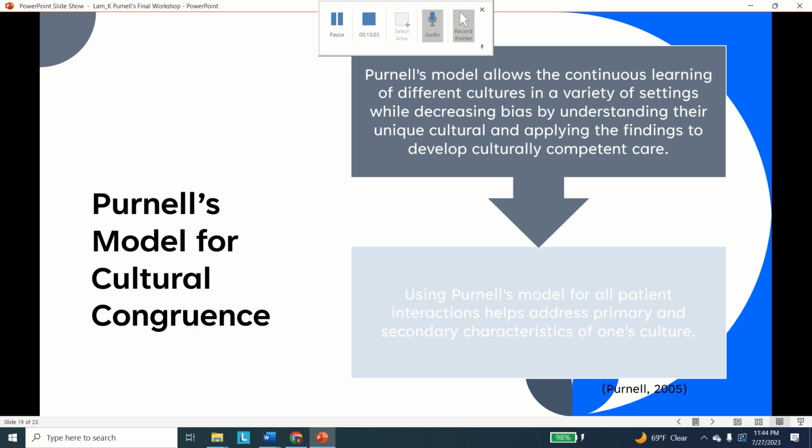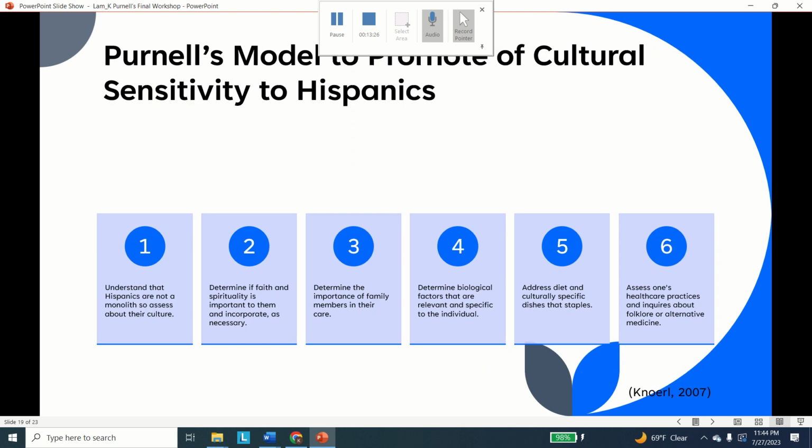So, using Purnell's model to provide cultural congruence for these two different populations: Purnell's model allows for continuous learning of different cultures within various settings while decreasing bias by understanding their unique culture and applying the findings to develop culturally competent care. Using Purnell's model for all patient interactions helps address primary and secondary characteristics of one's culture.